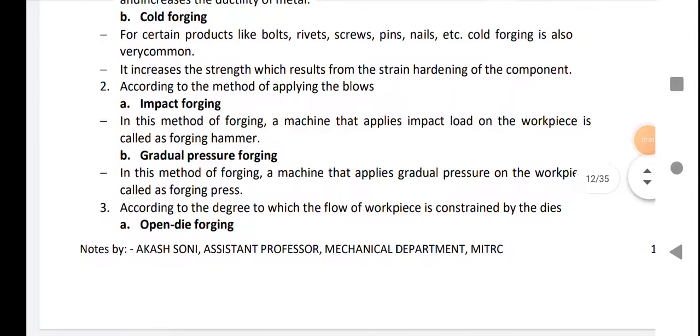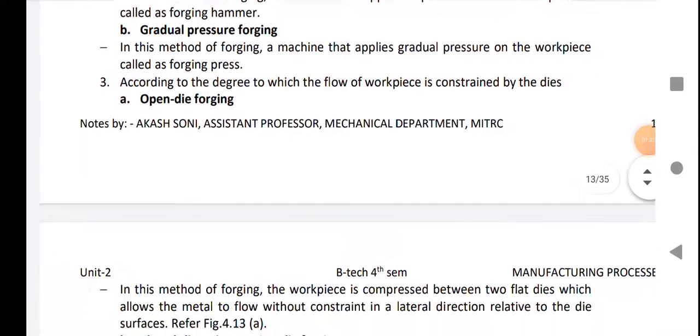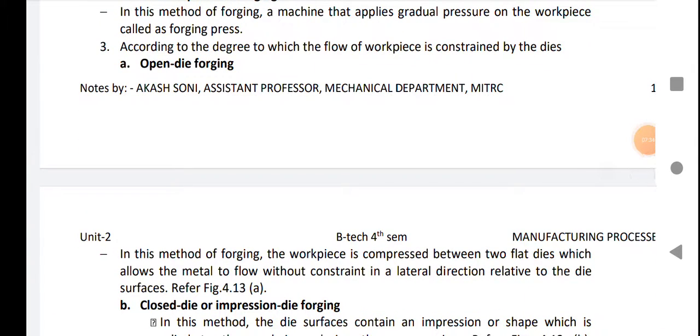According to the method of applying the blows, two methods are used: impact forging or gradual pressure forging. In impact forging, a machine that applies an impact load on the workpiece is called a forging hammer. It is a sudden load which is applied on the workpiece. In gradual pressure forging, the machine that applies gradual pressure on the workpiece is called a forging press.